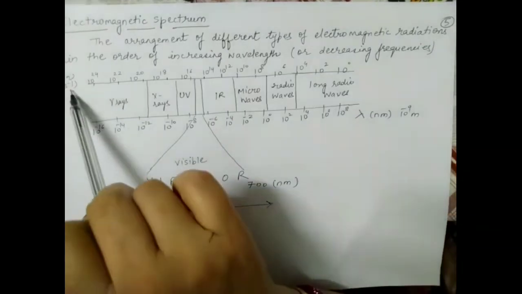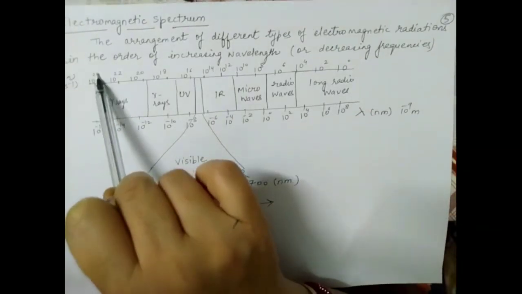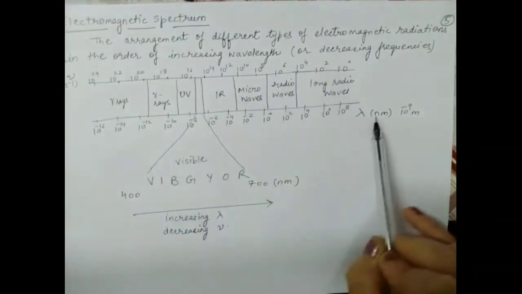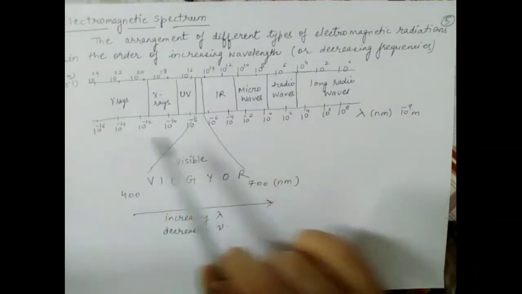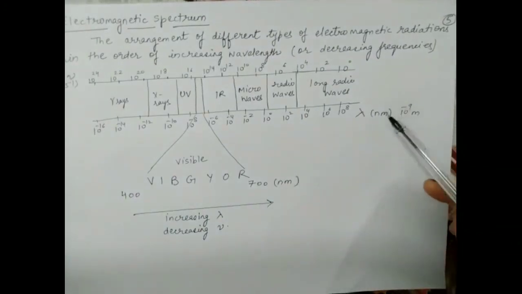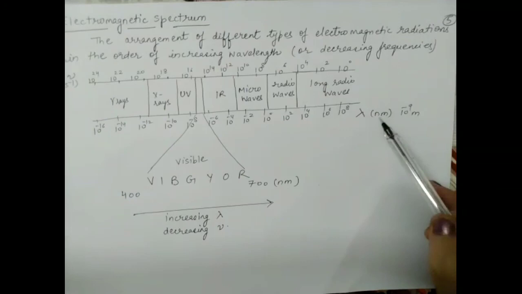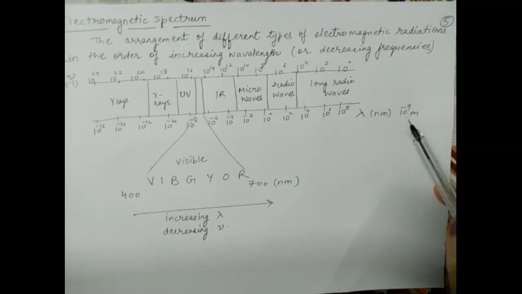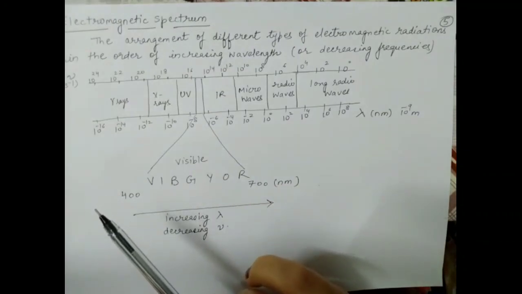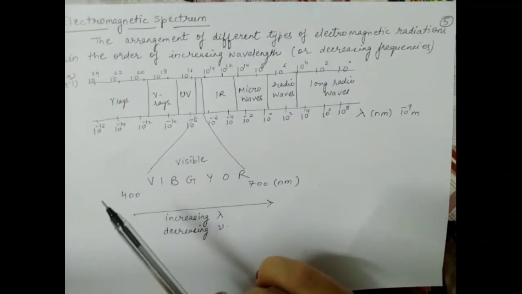Okay, now you can see this is frequency. So 10 to the power 24 to 10 to the power 0, frequency is continuously decreasing. And this is wavelength, 10 to the power minus 16 to 10 to the power 8, wavelength is continuously increasing. Okay, here wavelength is expressed in nanometer. What is nanometer? 10 to the power minus 9 meter. Is this clear? So the arrangement of different types of electromagnetic radiations is known as electromagnetic spectrum. Is this clear?